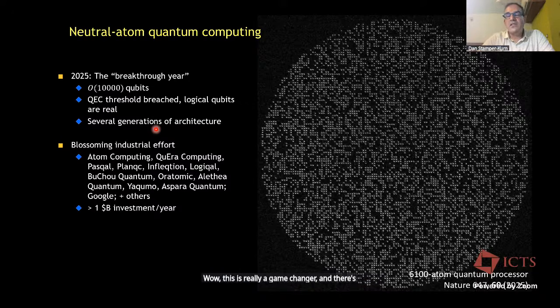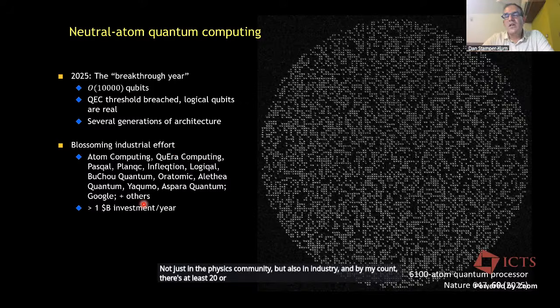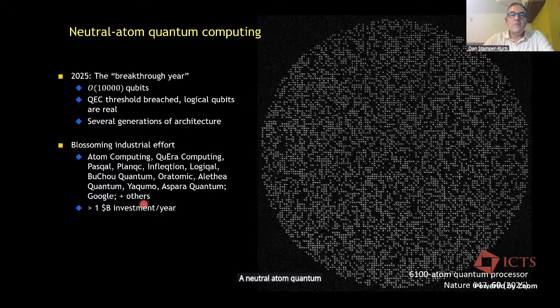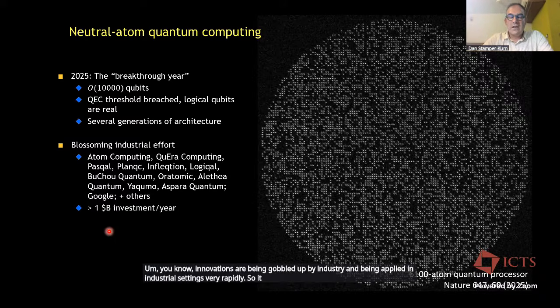And there's been a huge response to this, not just in the physics community, but also in industry. By my count, there's at least 20 or so neutral atom quantum computing companies that have been established, including, recently, Google, which has also decided to jump in and bring neutral atoms into their quantum computing portfolio, because I think they're also realizing that this is perhaps the leading contender to building the quantum computer. There's a daunting amount of money being invested in this area, and innovations are being gobbled up by industry and applied in industrial settings very rapidly. So it's a very exciting time.